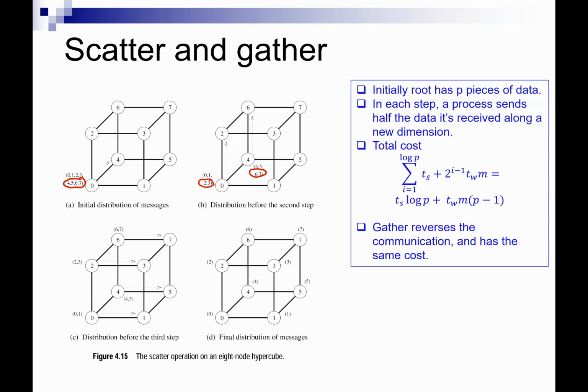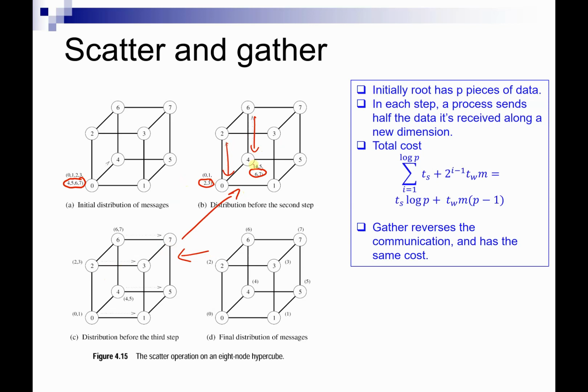So for the gather, imagine that you start in this state, right? And then now you just reverse all of the steps for scatter. Okay, so instead of 4 sending to 5 in the scatter, 5 sends to 4, 1 sends to 0. Okay, so then after one step, you're in this configuration, right? And then on the next step, we're going to reverse all of these edges, right? And then you're going to end up in this configuration.